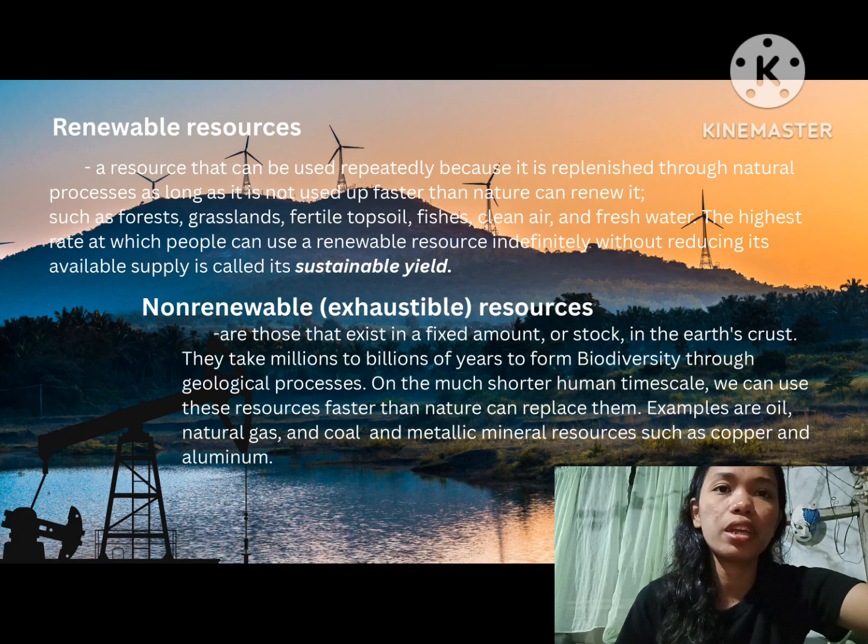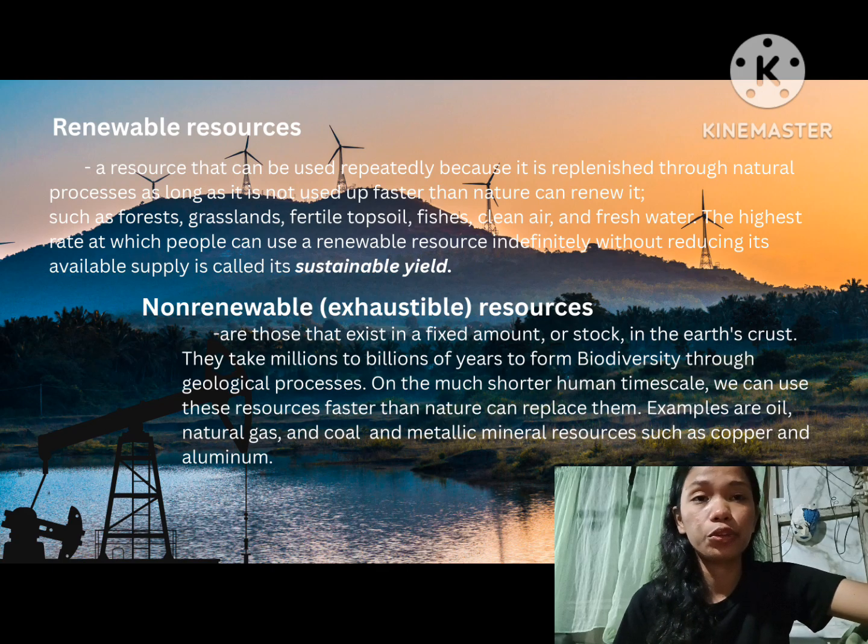Third are non-renewable resources, which are limited resources that take millions of years to form. Examples include coal, oil, natural gas, and minerals. Once they are used up, they cannot easily be replaced.